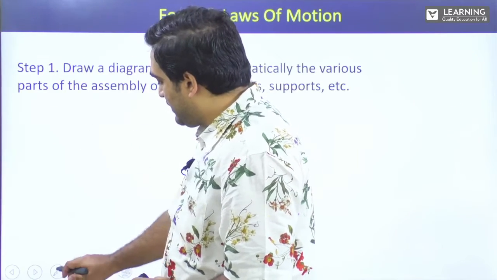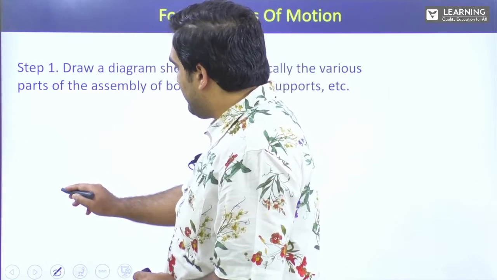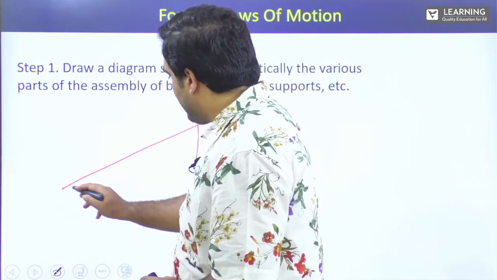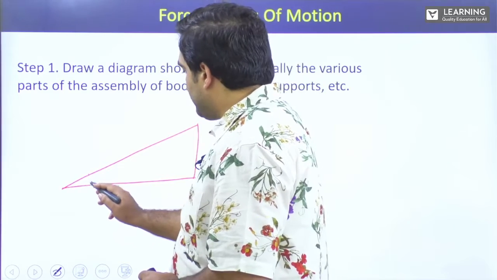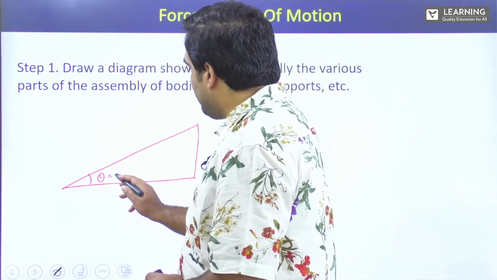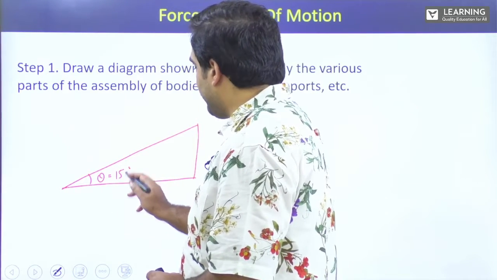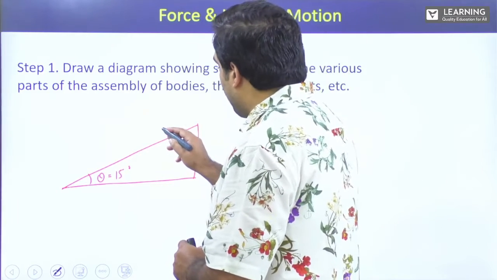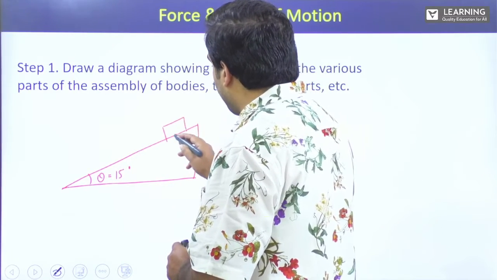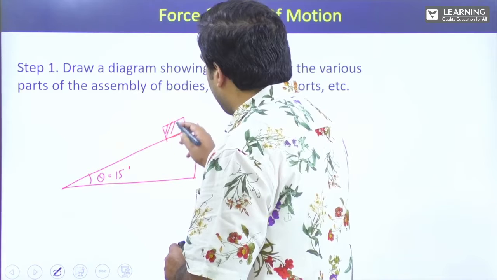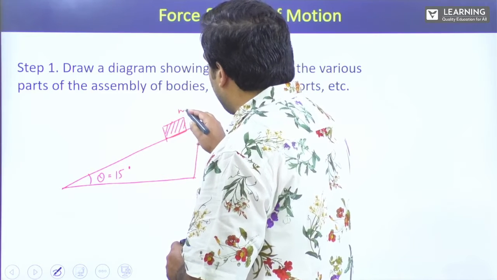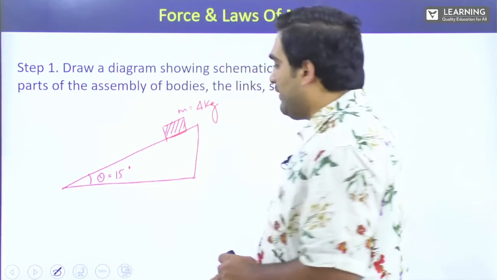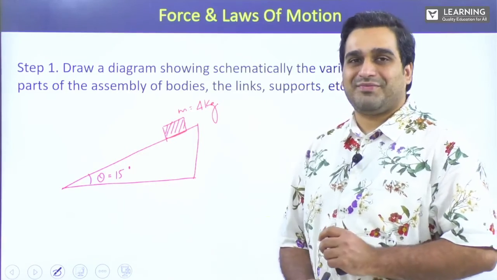Okay, let's select an ink color, red. Here we have an inclined plane or inclined surface whose angle theta equals 15 degrees. Okay, and also we have a block whose mass is 4 kg. See, a very simple diagram.